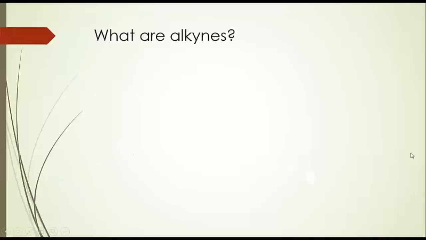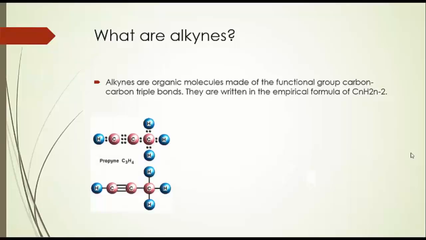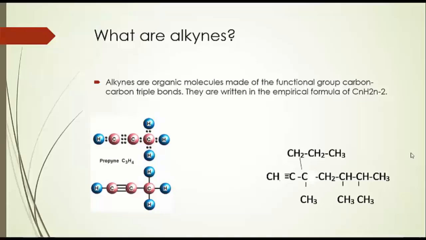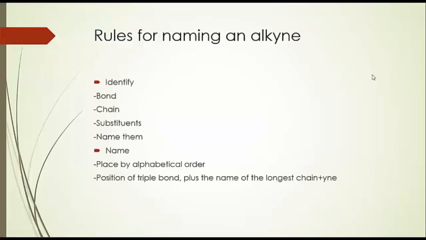Alkynes. What are alkynes? Alkynes are organic molecules made of the functional group carbon-carbon triple bonds. They are written in the empirical formula of CnH2n-2. This is an example of an alkyne, and this is another example of an alkyne. These two have triple bonds, and that's why they are alkynes.